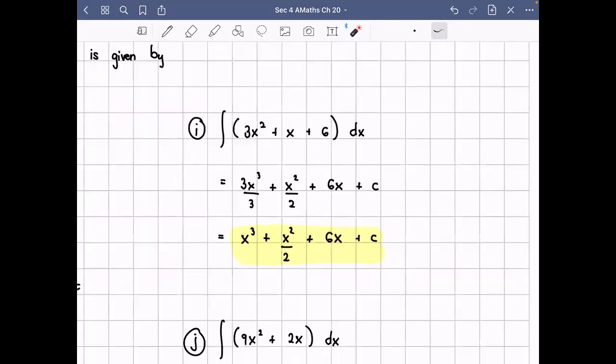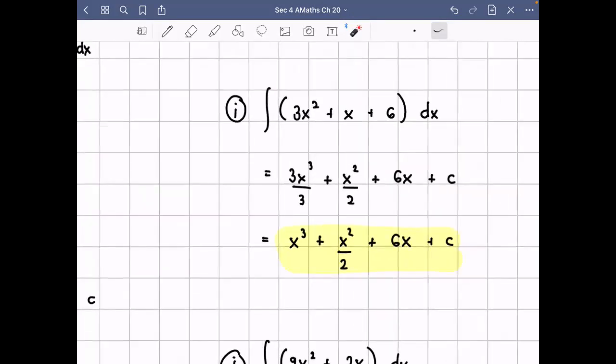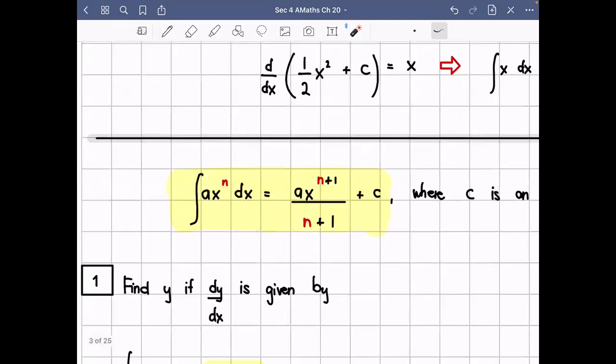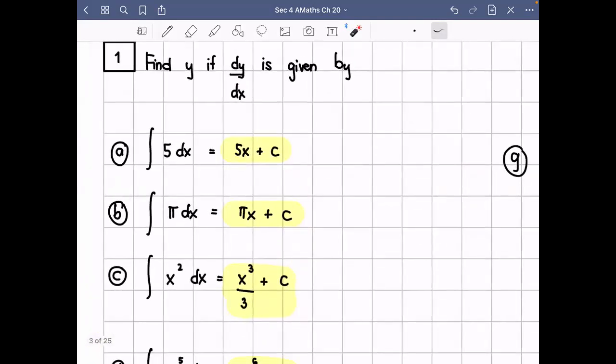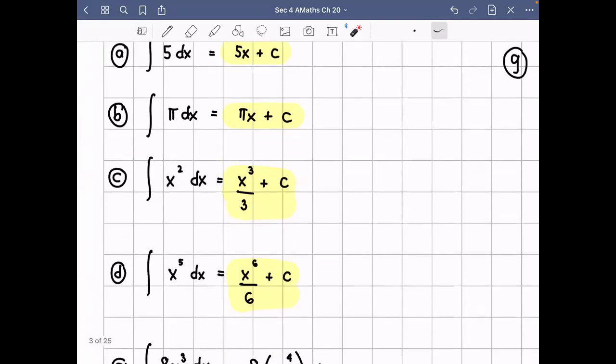So just to recall, when you get the antiderivative of a constant, you just put in x plus c. So therefore your answer is 5x plus c. When you're solving for the antiderivative of x squared, this gives you x cubed over 3.